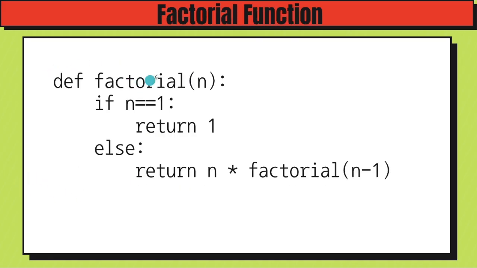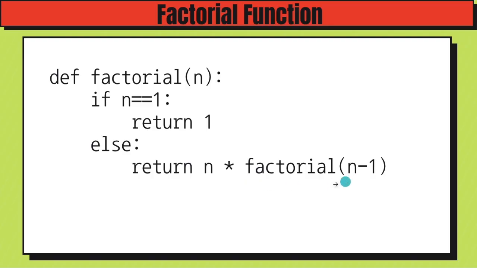Here we have the factorial function and it takes n as input. And we say that if n equals 1, then return 1. And otherwise return n times factorial of n minus 1. So at this point, it calls itself, but this time with n minus 1. And that's why it's called a recursive function, because it keeps calling itself.